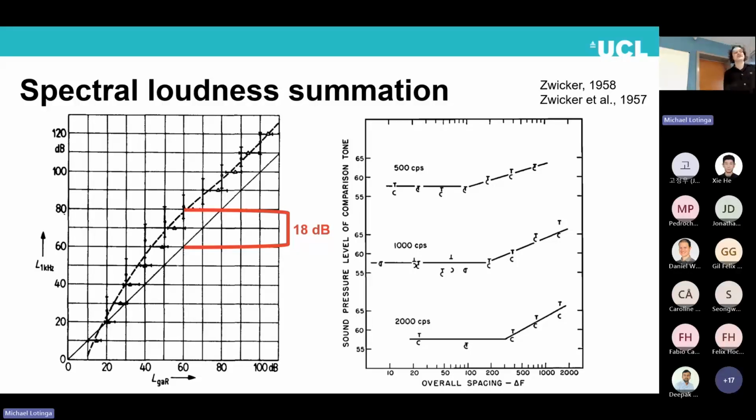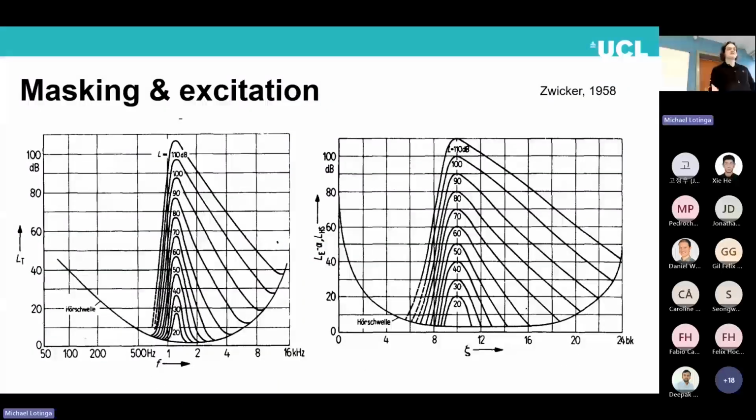And Zwicker did more studies on spectral loudness summation. He was interested in how broad the sound needs to be to give some increase in loudness, and he invented the so-called Frequenzgruppen or critical bands. Up to a certain bandwidth, there is no increase in loudness when you increase the bandwidth, but beyond that bandwidth, beyond the critical bandwidth, loudness increases with bandwidth. And those were the main ingredients for his model, in addition to masking.